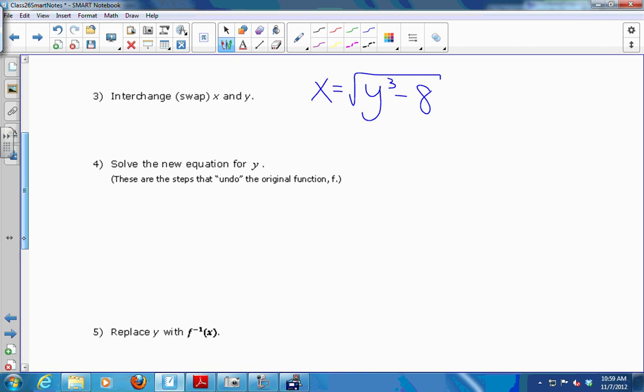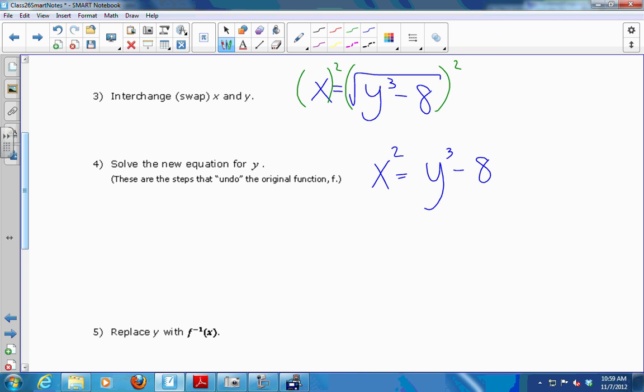And step 4 is solve this new equation for y. So this is the undo part. These are the steps that are going to undo the original function f. So what do I do to solve for y here? What should I do first? Square both sides to get rid of this square root. So on the left I have x squared. And on the right, my square root and my squared just cancel, and I have y cubed minus 8.